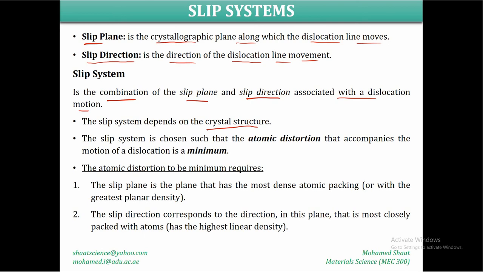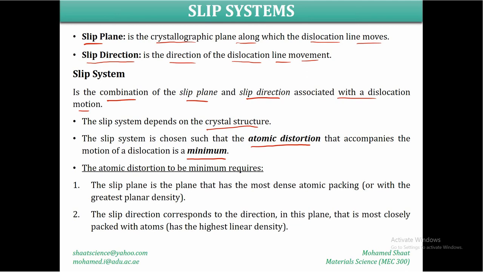So the slip system is chosen, or it is determined, such that the atomic distortion that comes with the motion of the dislocation should be minimum. This is the condition. Why? Because any material has a resistance to plastic deformation. It is not that easy to achieve a plastic deformation for any material. The material resists the dislocation motion. A dislocation has to move in order to achieve a plastic deformation, so it is not that easy to achieve the dislocation movement.